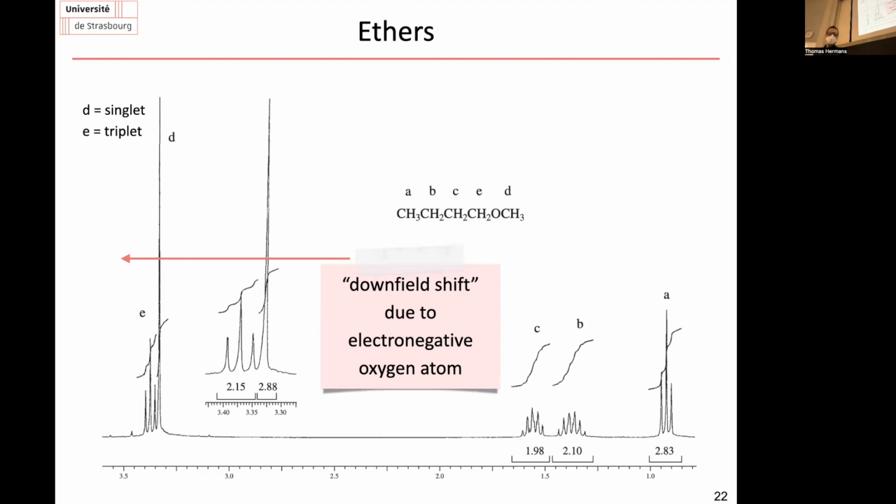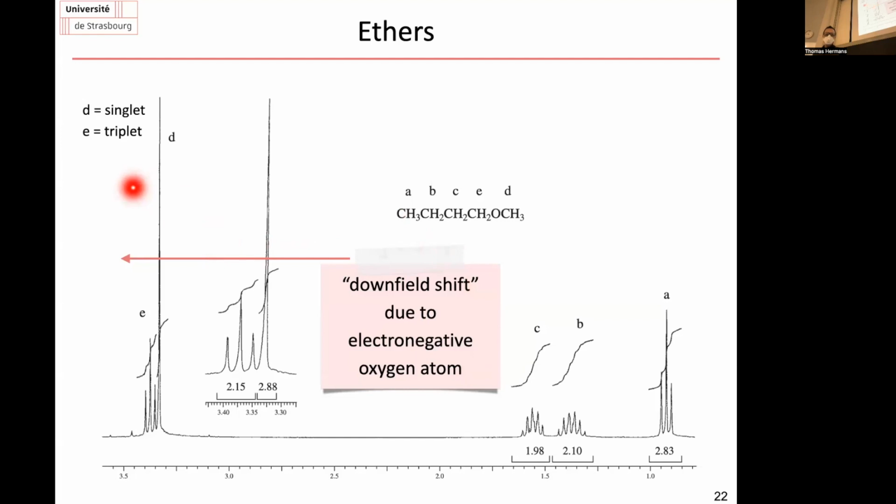Okay, ethers. So first of all, the protons that are close to the ether, so the ether is here, sorry. So there's a methyl group, oxygen, and then CH2. They are shifted downfield, right? I mean, the scale is every time different, so you have to pay a bit of attention. But it's downfield shifted versus the normal aliphatic protons because oxygen is electronegative.